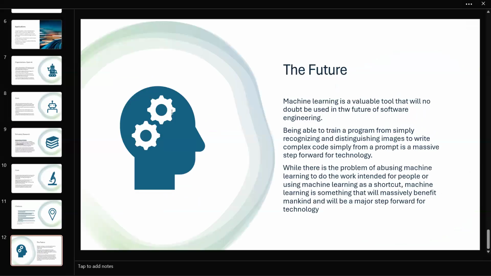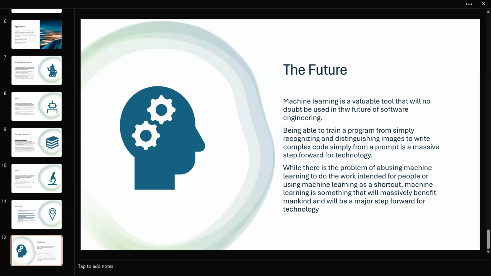So let's talk about the future of machine learning. I believe machine learning is a valuable tool that will no doubt be the future of software engineering and computer science. Being able to train a program from simply distinguishing between a cat and dog to creating vast amounts of code just from a single prompt is a massive step for technology.